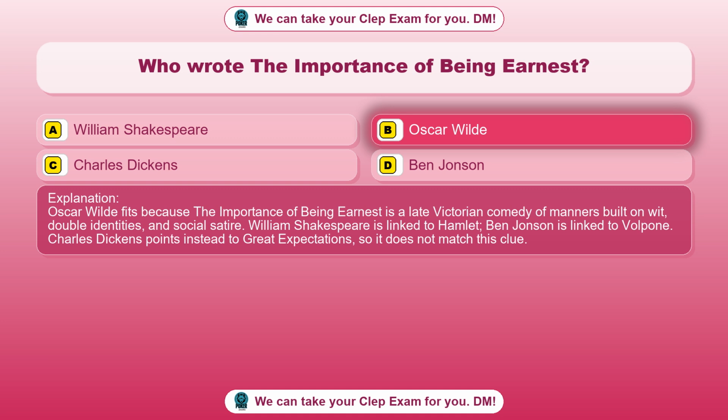Oscar Wilde fits because The Importance of Being Earnest is a late Victorian comedy of manners built on wit, double identities, and social satire. William Shakespeare is linked to Hamlet, Ben Jonson is linked to Volpone. Charles Dickens points instead to Great Expectations, so it does not match this clue.